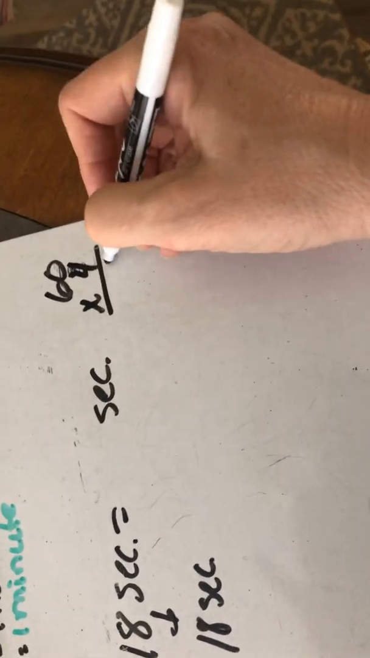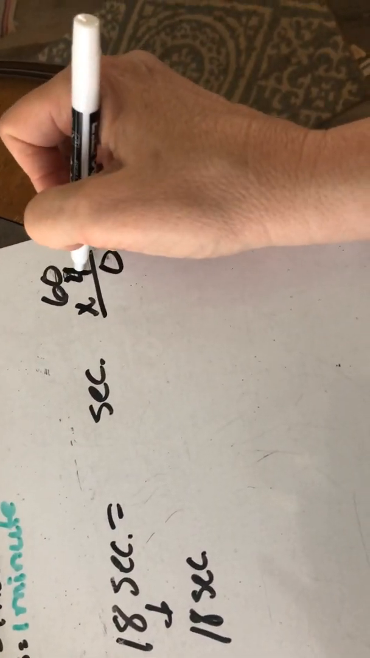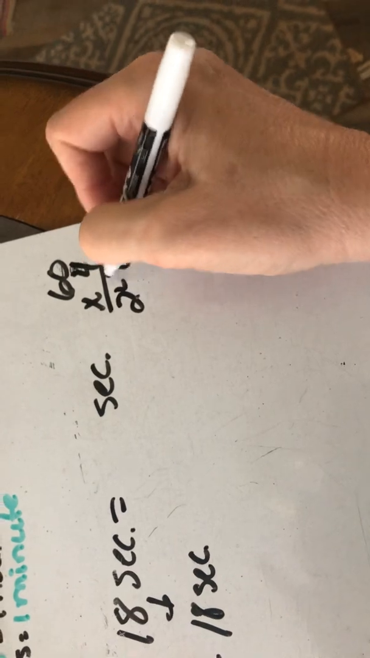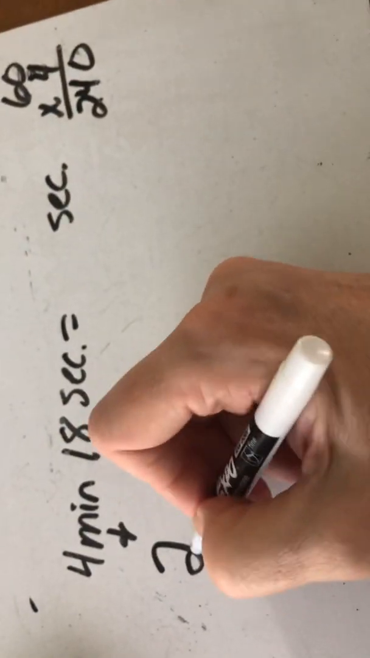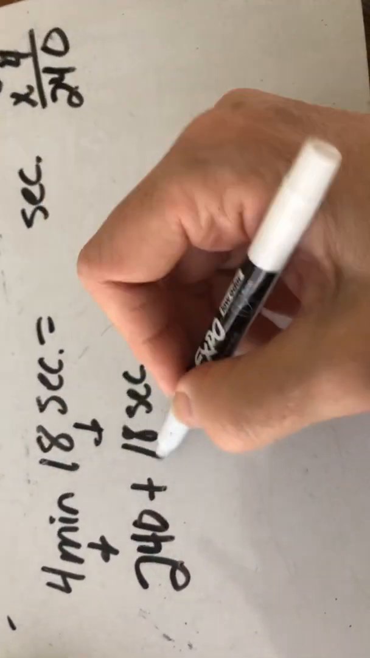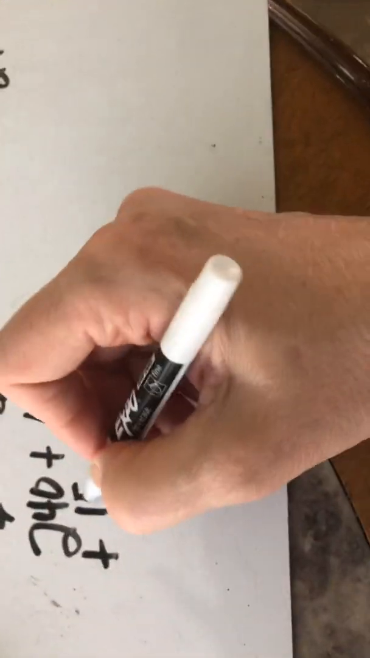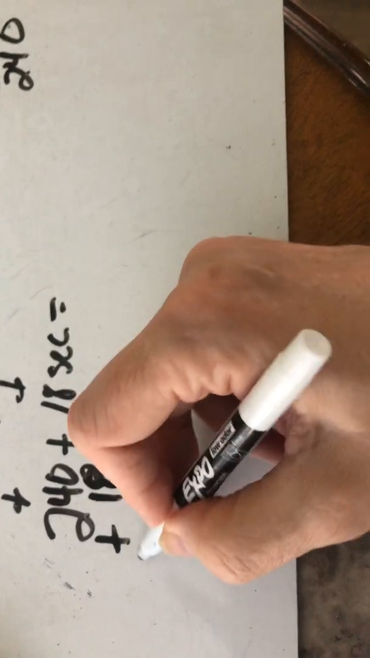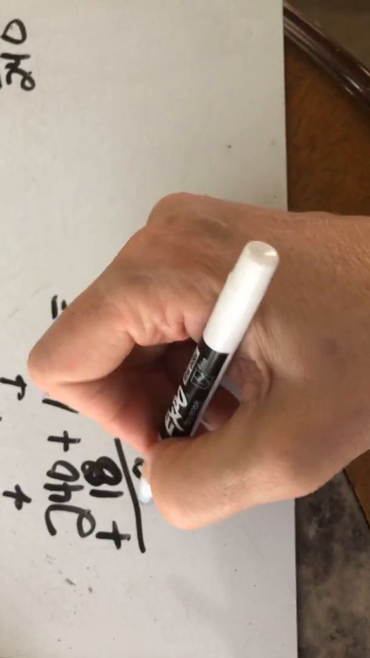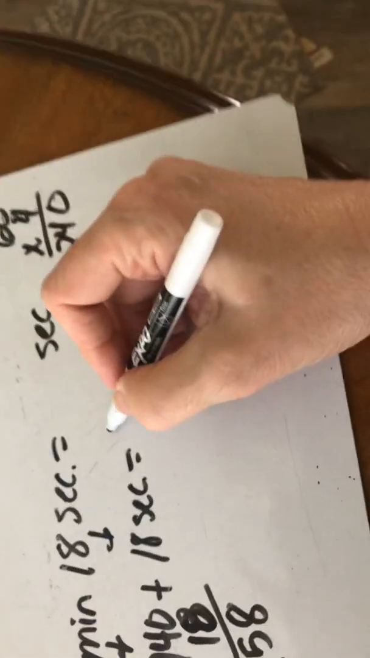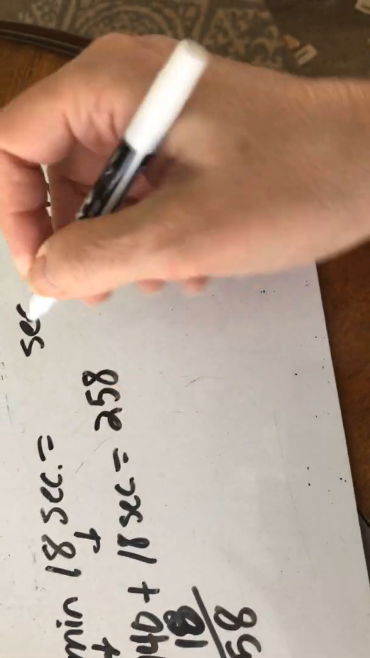0 times 4 is 0. 6 times 4 is 240. So 240 plus the 18 we already had. That would be 258 seconds.